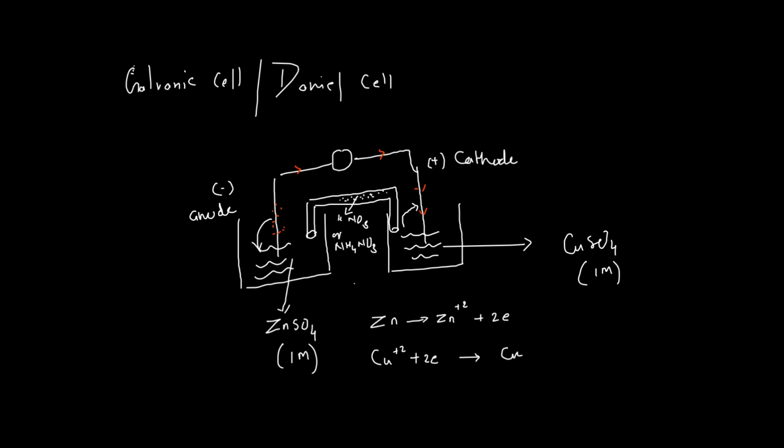Since zinc is getting dissolved into the solution, the zinc concentration keeps increasing. So from here the nitrate ion moves and neutralizes the excess Zn2+. On this side, Cu2+ is getting deposited on the electrode, so the sulfate ion concentration keeps increasing. To neutralize the extra sulfate ion, the K+ ion moves. So this salt bridge is utilized to maintain electrical neutrality in both compartments.